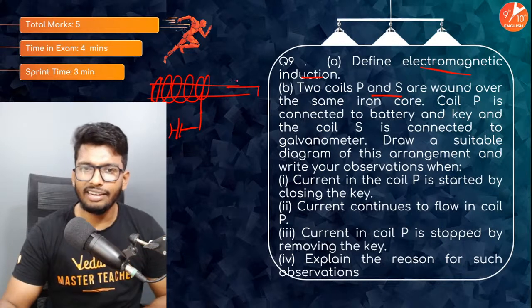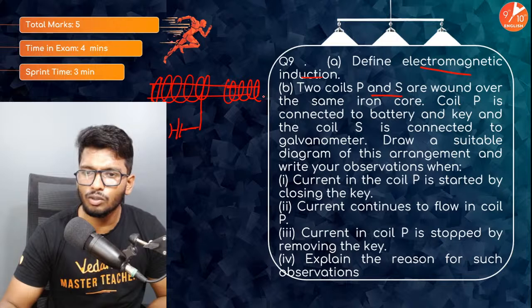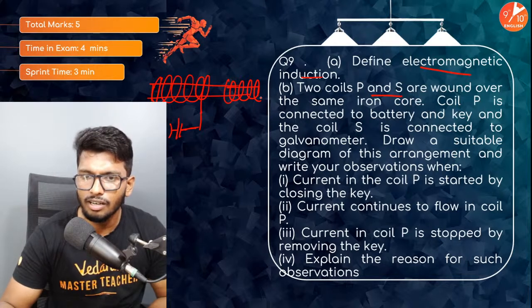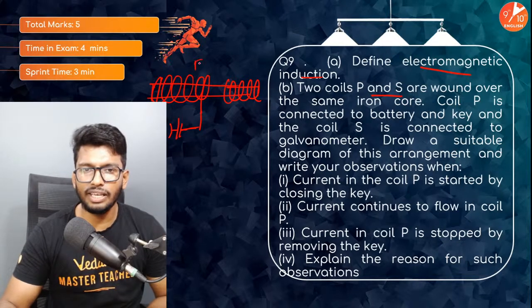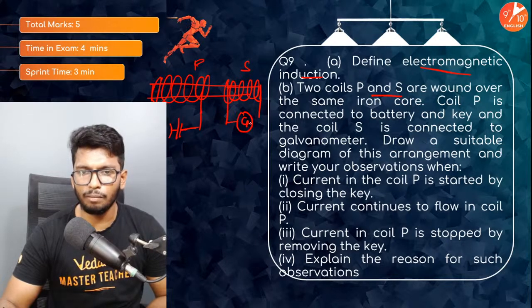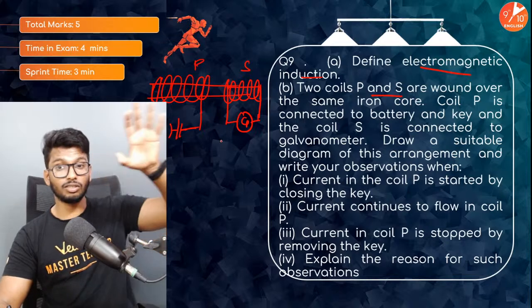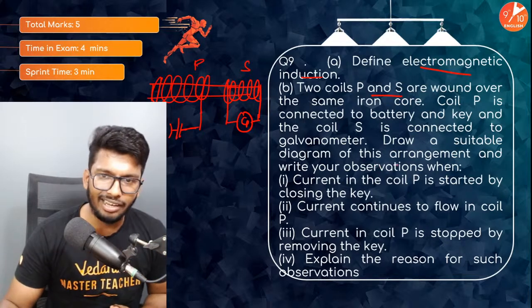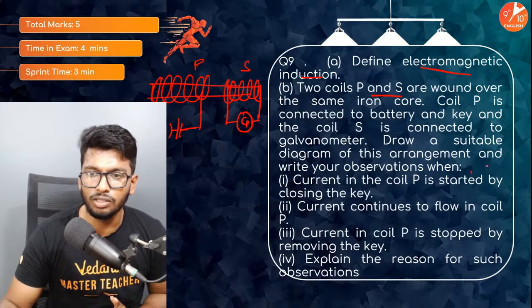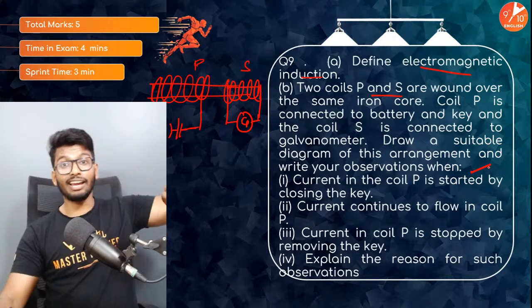And another coil that you have is connected to a galvanometer, isn't it? So this is P and this is S. S is connected to a galvanometer, which is generally represented by G. So this is the drawing. Draw a suitable diagram of this arrangement and write your observations. Now that would get you 2 marks.